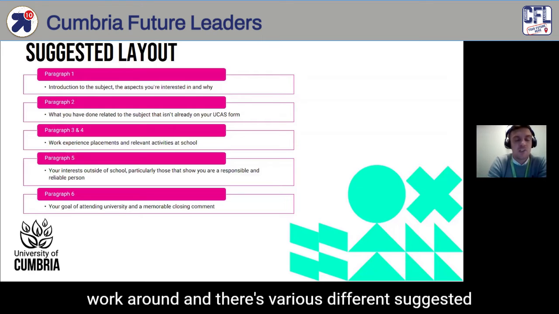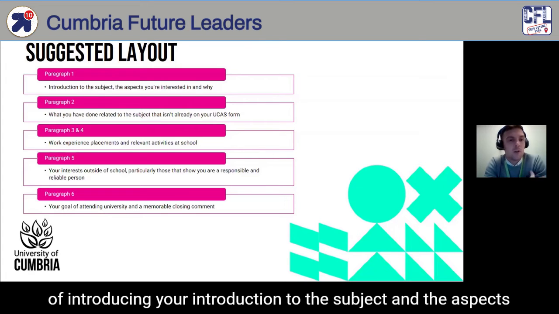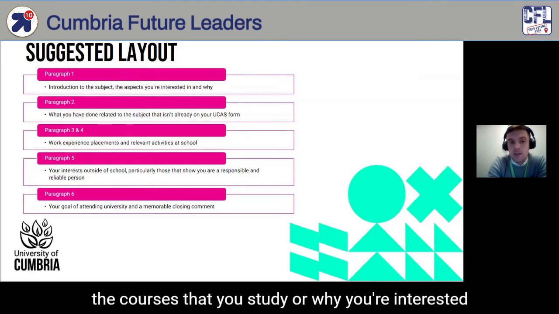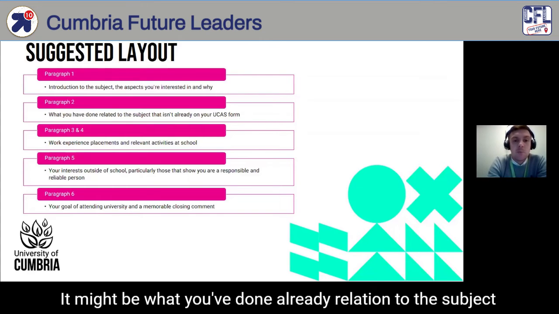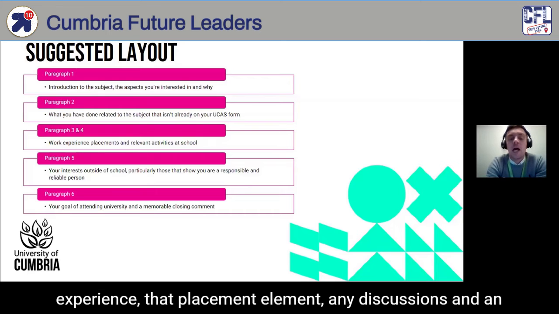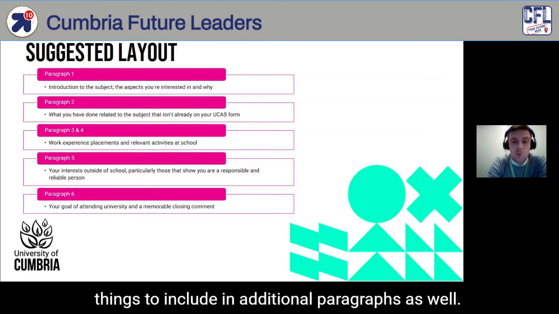And there's various different suggested layouts you'll see. One highlighted here, for example, is introducing your introduction to the subject and the aspects of why you're interested. So that might be talking about what you're doing at the moment, the courses that you study, why you're interested in what you're studying at the moment, and how that applies to what you're interested in applying to at degree level. It might be what you've done already in relation to the subject that maybe isn't necessarily on your UCAS form, such as experience, a placement element, any discussions and awareness and research you have outside of school and college, and then various different things to include in additional paragraphs as well.